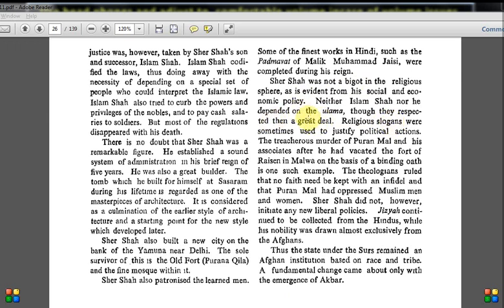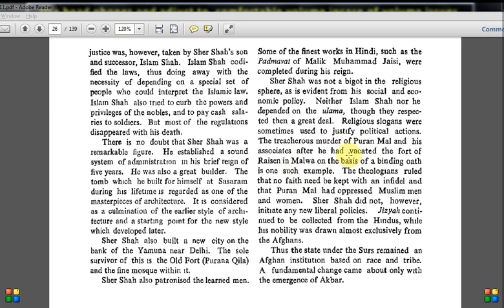So they had great respect for religious values and all those things, but they were not too pro-Muslim or anything like that. Not properly secular either, but not too religious either. Religious slogans were sometimes used to justify political actions. The treacherous murder of Puran Mal and his associates after he had vacated the fort of Raisin in Malwa on the basis of a binding oath is one such example.